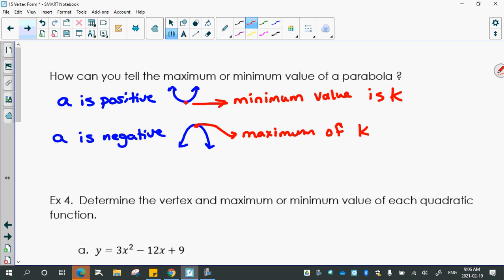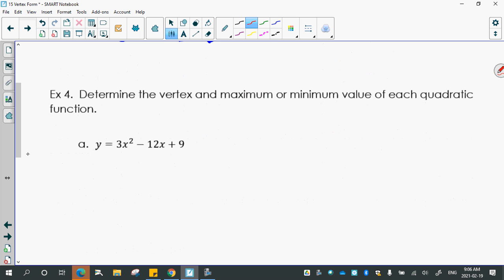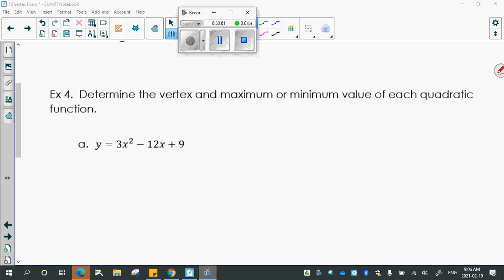Good. Okay, so if a is positive, you know you're going to have a minimum value of k. And if a is negative, you know you're going to have a maximum value of k. All right, so you don't need the graph to pick out whether it has a maximum or minimum and what the value is. You can just use this rule here, okay? So that's what we're going to do next. Determine the vertex and the maximum or minimum value of each quadratic function. All right, so I'm going to give you thinking time here.